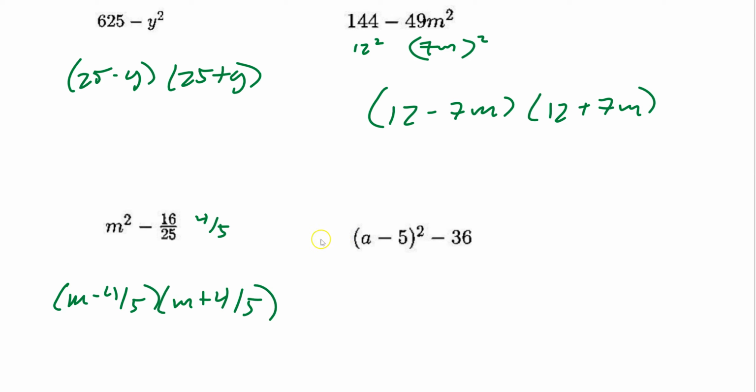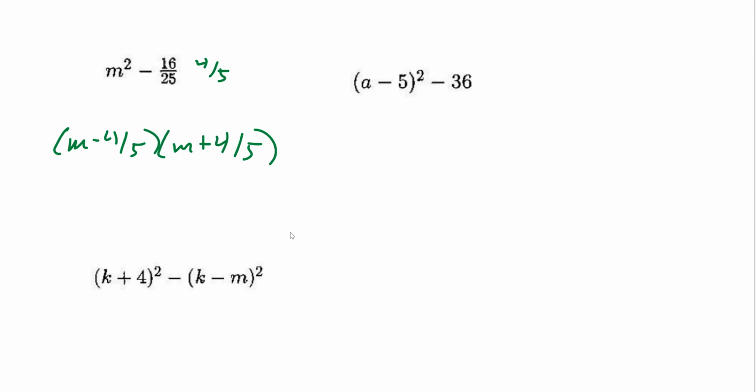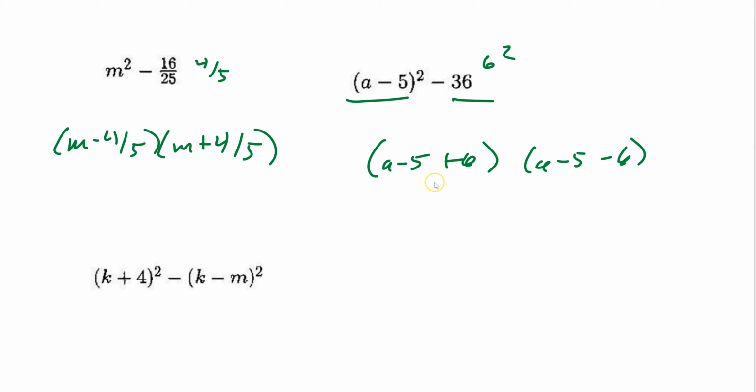Right, difference of two squares only works when there are two things and they're both squared. This follows the same rule too. Hey, that's a square. I can square root that, and that's 6 squared. So this is going to be the square root of that, a minus 5 plus 6, and a minus 5 minus 6. Or if you want to go further, a plus 1, a minus 11.